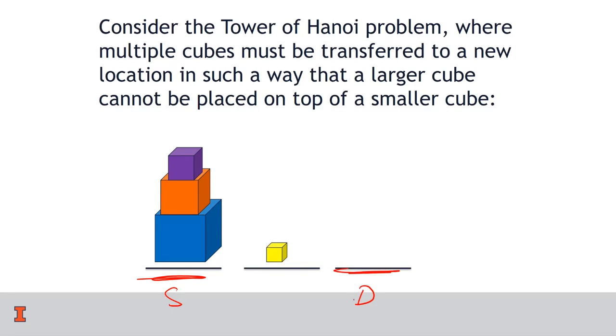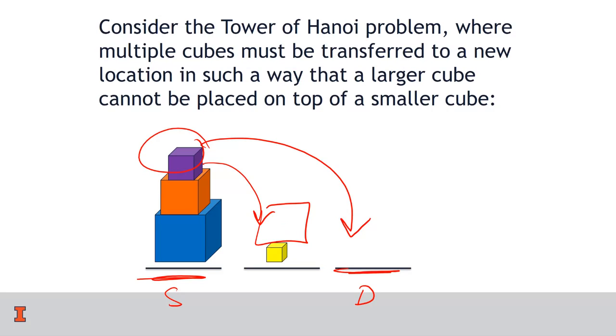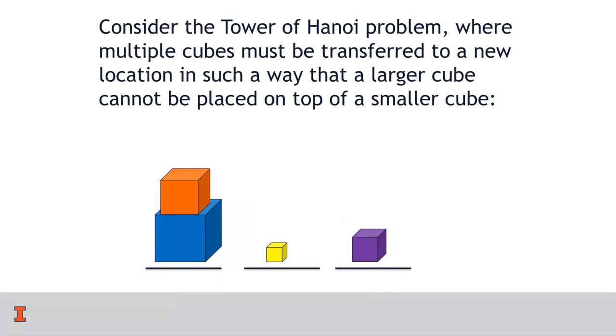Next thing we might want to do is to go ahead and take this purple cube and move it all the way to our destination. The idea here being that we can't put it on top of this yellow cube because that would put a larger cube on top of a smaller cube, something that's against the rules of this game. After moving the purple cube, we have only two options now. We can't move the orange cube on top of anything because the orange cube is too large. Instead, our options are really to move the yellow cube on top of the purple cube or the yellow cube on top of the orange cube.